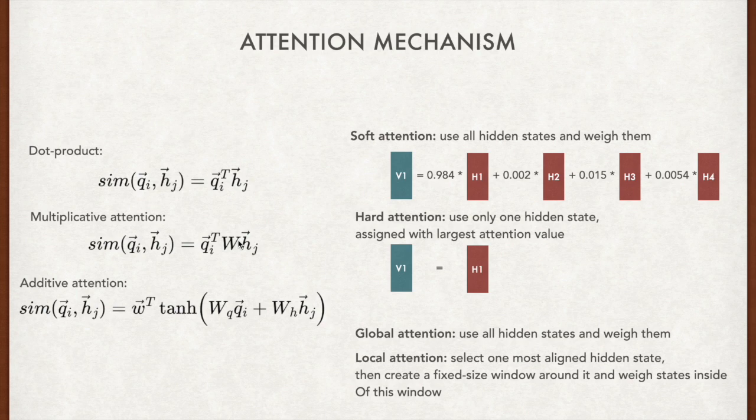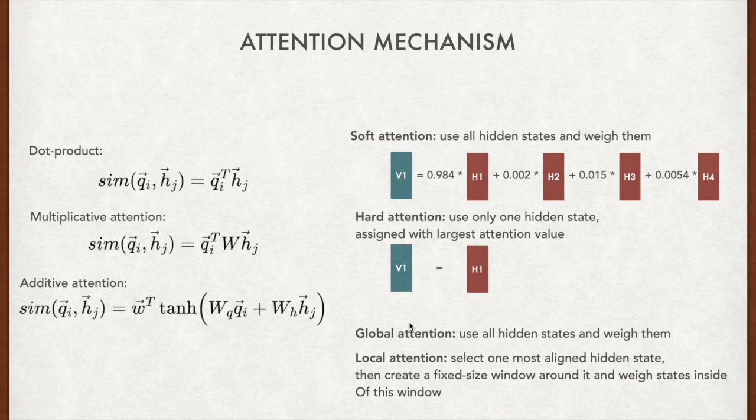We call it multiplicative attention. We can also utilize even more complex operations, as in the case of additive attention, introducing some nonlinearities like applying the hyperbolic tangent function. We can also decide whether we want to use all the encoder states to generate the context vector. We call that case soft attention or global attention, or whether we want to select only the most important encoder state and use only it as the context vector. This scenario is called hard attention.